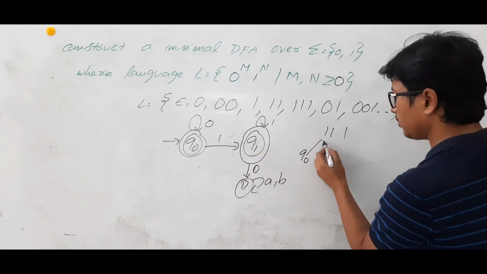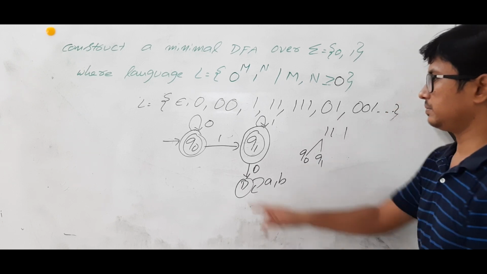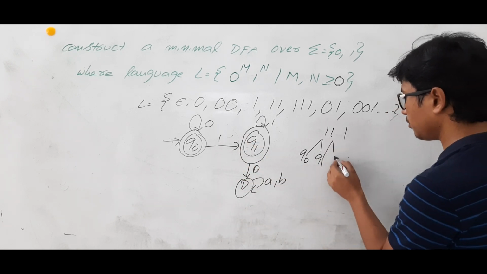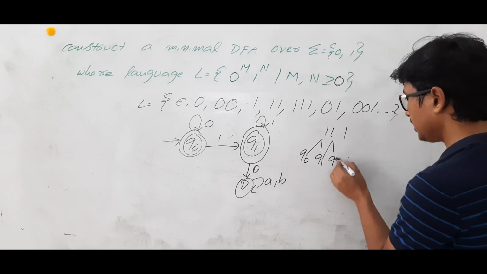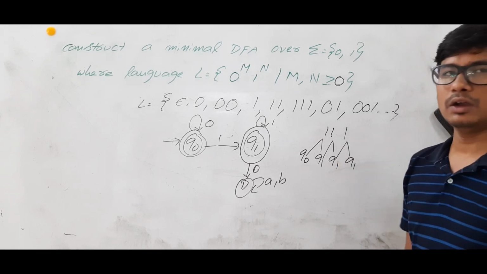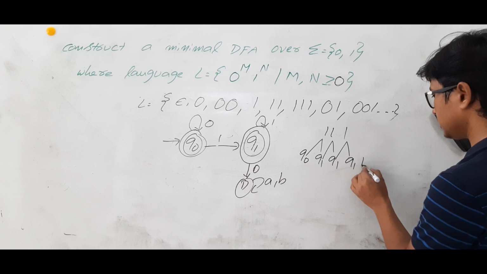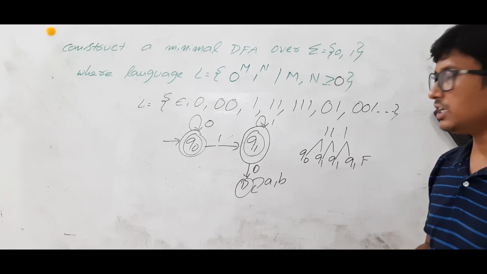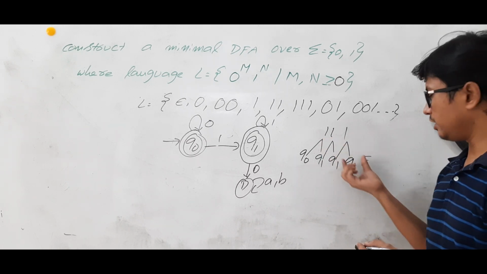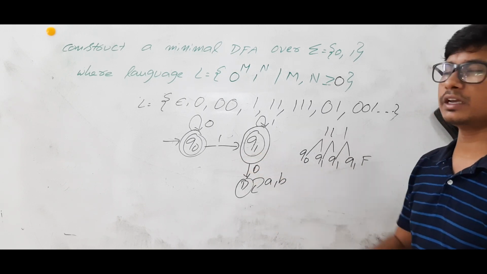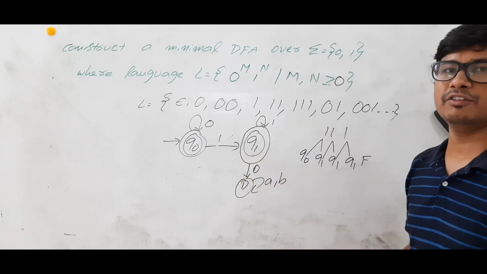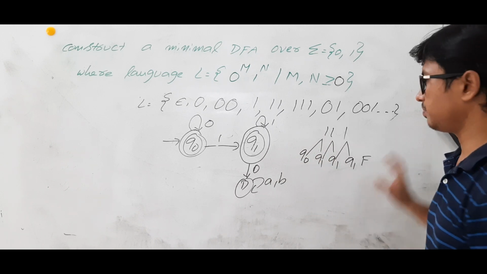Q0 on 1, I am going to a state called Q1. Q1 on 1, I am going to Q1 itself. Q1 on 1, I am going to Q1. Now Q1 is a final state. If from the initial state, on taking the input, I am reaching the final state, what can I say? I can say that my DFA is accepting this string.